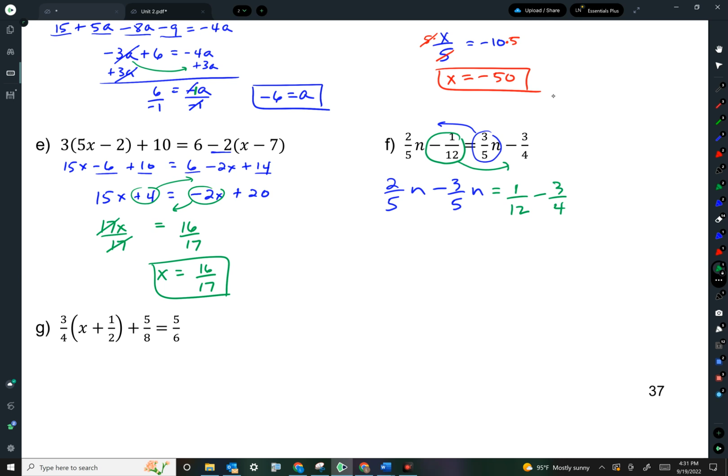Well, if they're like terms, and they are, don't you just add your number in front? So 2/5, negative 3/5, I already have a common denominator. If you combine that, wouldn't it become negative 1/5 n? And then on the right side, how am I going to combine those? Well, wouldn't I have to get a common denominator?